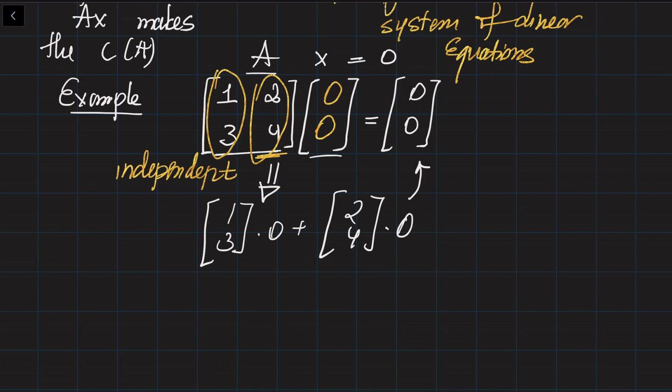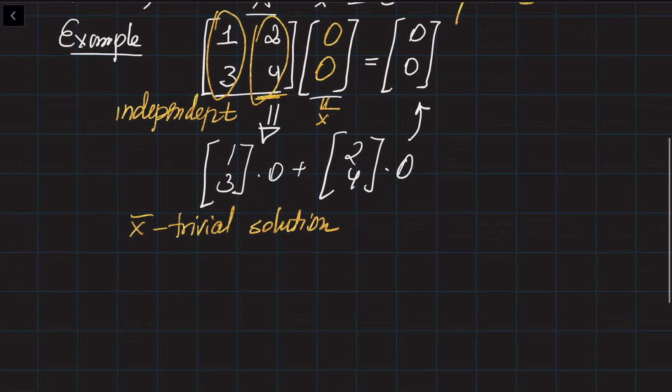That is why there's only one solution, x = 0, and we call the solution x = 0 the trivial solution for the homogeneous system of linear equations. But now let's consider a situation when you're going to have a non-trivial solution as well. Let's consider an example.